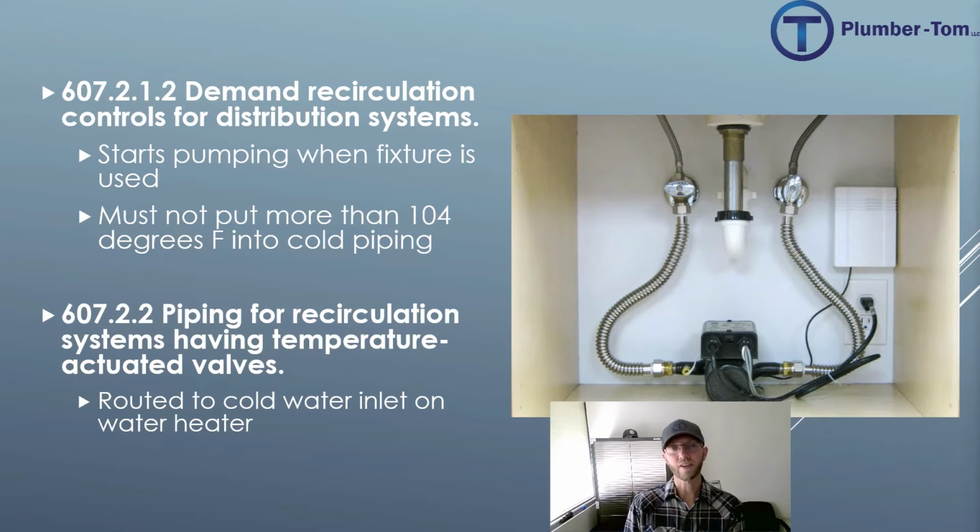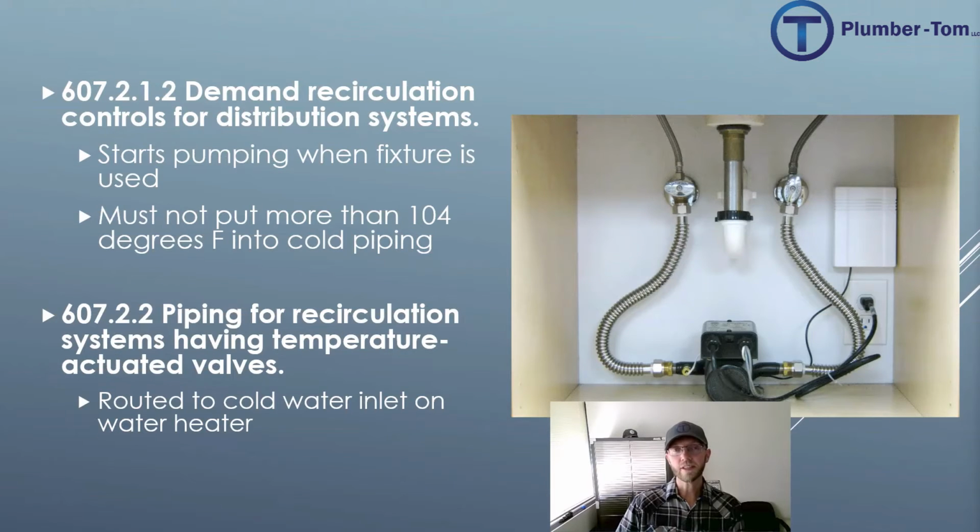Well, the idea here is that you can draw hot water through the hot side and push it back through the cold side with a pump. And once the hot water gets to the fixture, you'd want to stop pushing hot water into the cold side. That's where 607.2.1.2 limits the degree of temperature of water pushed back into the cold side to 104 degrees Fahrenheit. Don't want to be melting any toilet wax out there now, do we?